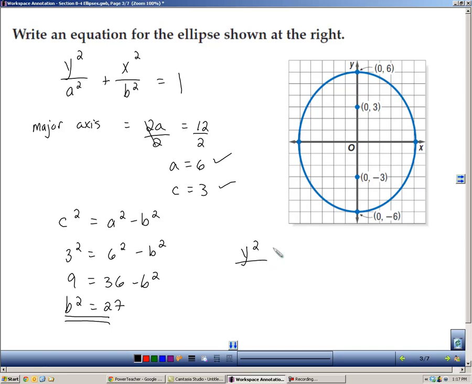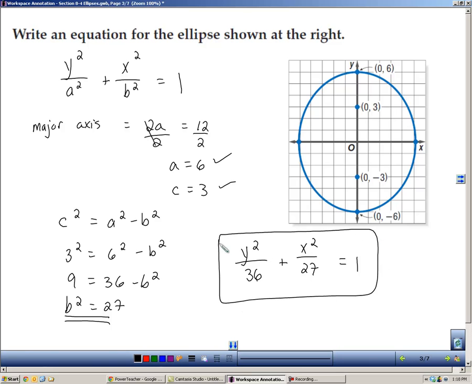I can now make my equation. A squared is 36. I just found out that my b squared is 27, and that equals 1. So this is all I need to find out the equation of this ellipse with a y-axis major axis.